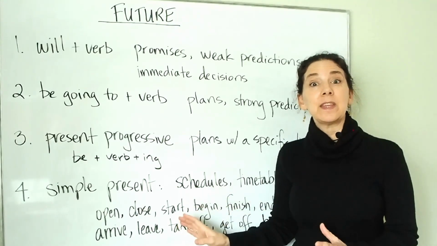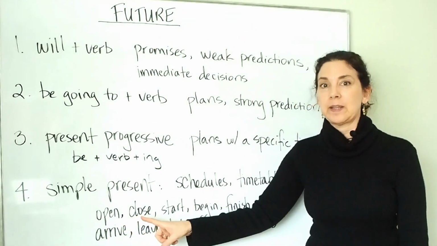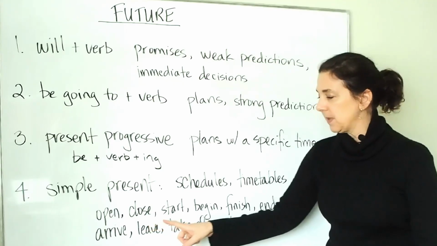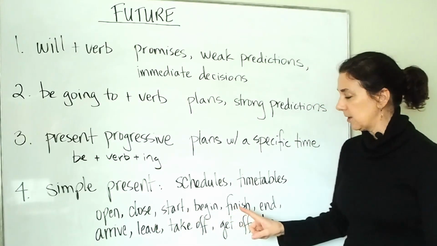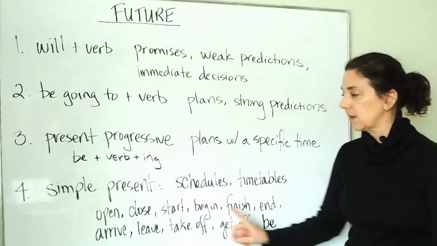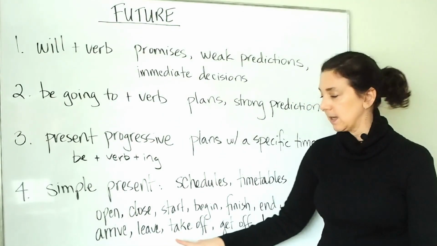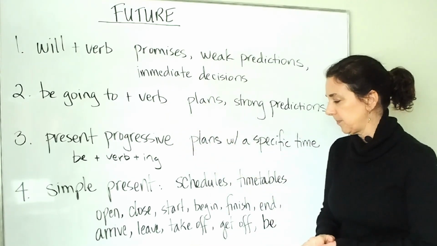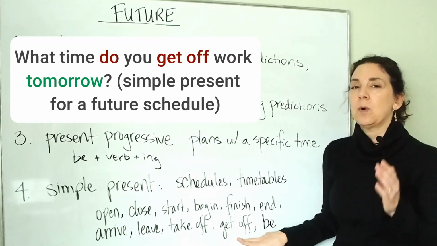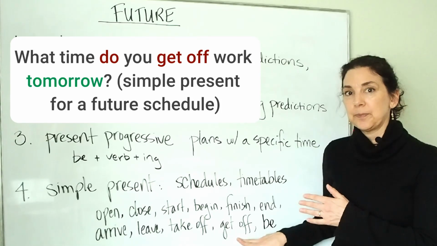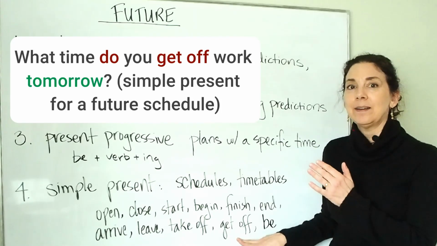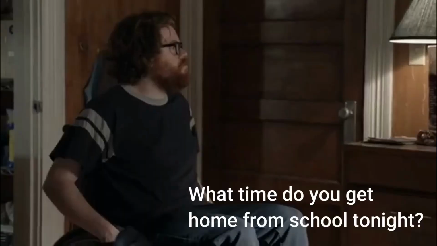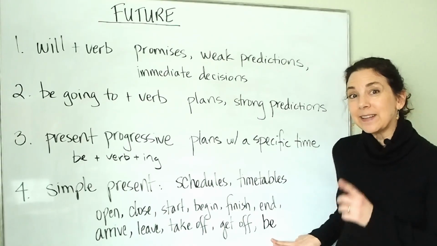And we often use this with these verbs. Open, for example, the store opens tomorrow at 8 a.m. Close, start, begin, finish, end. Arrive, leave, take off. That means to leave, especially for an airplane, when an airplane takes off. Get off, and this would be like, what time do you get off work? Tomorrow I get off at 9 p.m. So that means I finish working. What time do you get off tonight? What time do you get home from school tonight? And even the verb be.